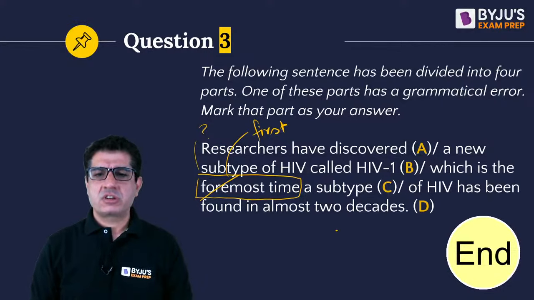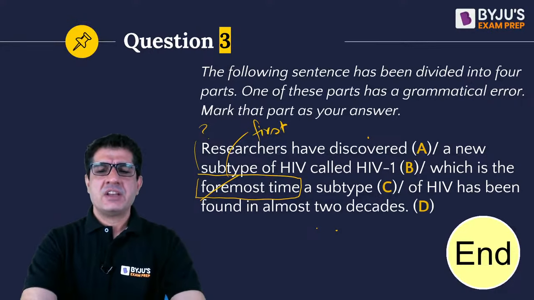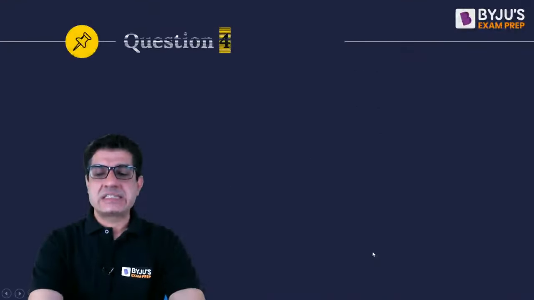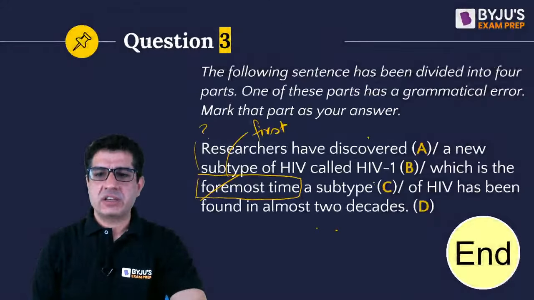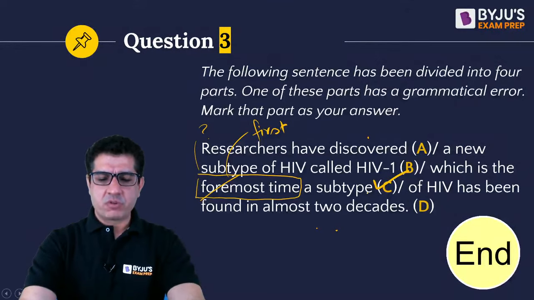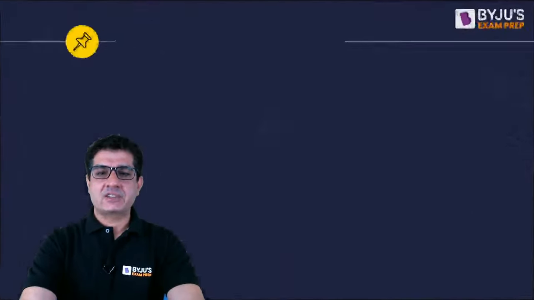So let's just stick to it. Researchers have discovered a new subtype of HIV, which is the first time a subtype of HIV has been found in almost 2 decades. That's all right. So therefore, our answer here should be option C. So C it is. And with that, let's move over to our next question.